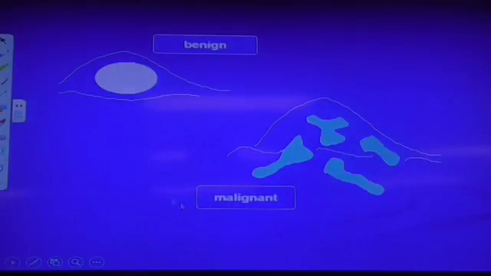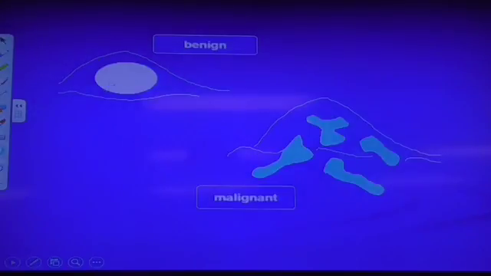So this is just a depiction of a benign versus a malignant tumor diagram. These tumors can be of the exact same cell of origin. An example would be a fibroma versus a fibrosarcoma, and we're going to talk about the terms sarcoma and carcinoma. So the same cell of origin can be either benign or malignant.